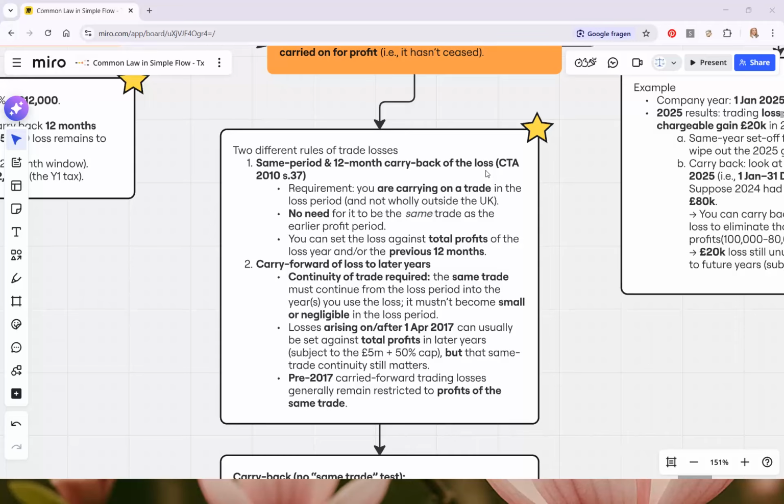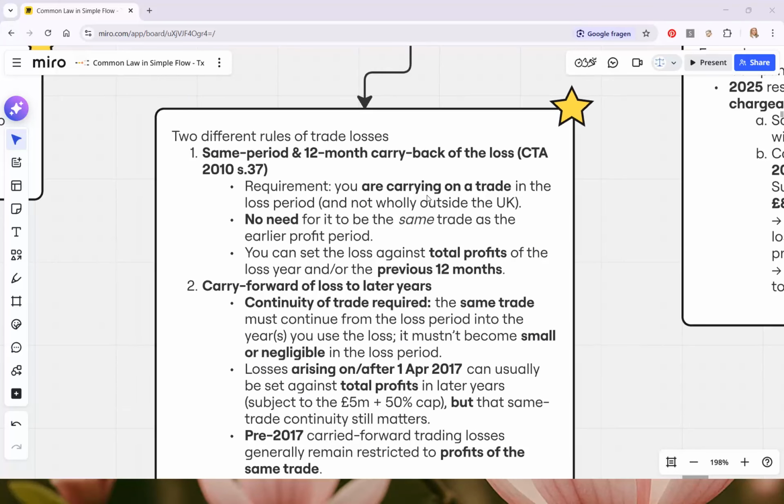You make a loss this year, and you want to use it this year or last year. So what's required is that you were running a business in the loss year. It does not have to be the same trade as before. What you can offset against is the total profit: trading profits, capital gains, interest, dividends and so on.